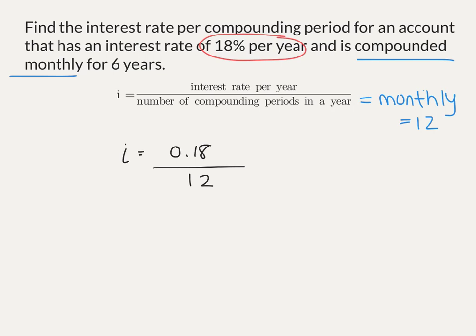Now all we have to do is divide 0.18 by 12. And when we do that calculation, we should get 0.015. This is our value for I. I represents the interest rate per compounding period. Interest rates are written as percentages, so we need to multiply 0.015 by 100 to write a percent. This gives us 1.5% and is our final answer.